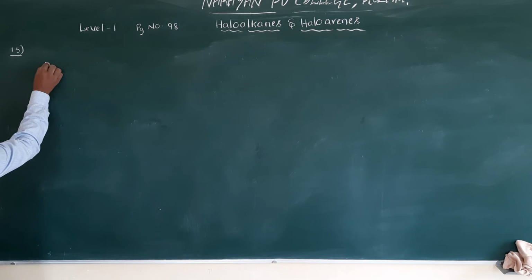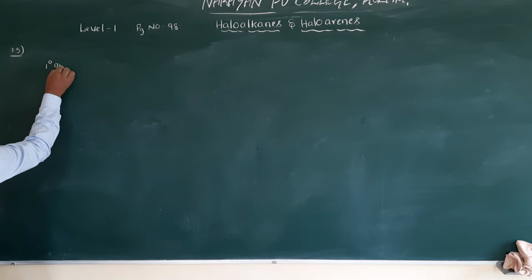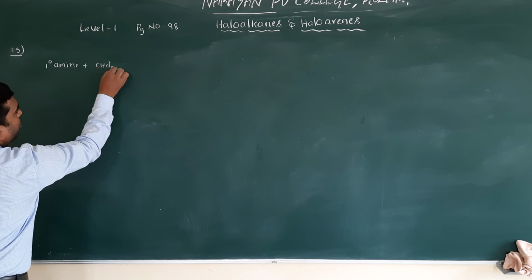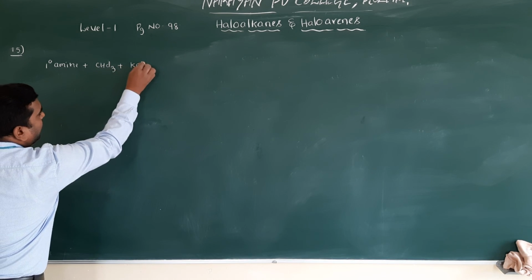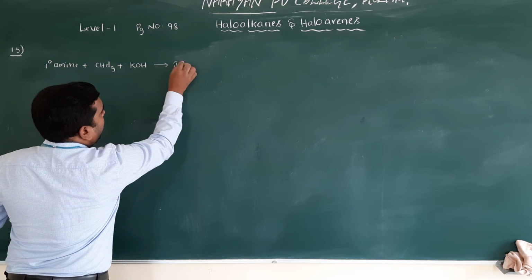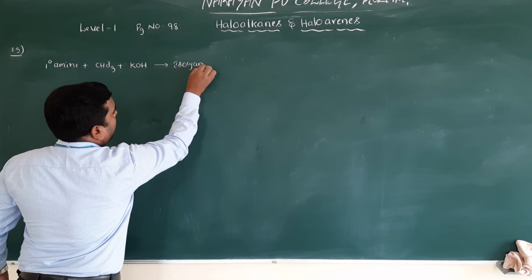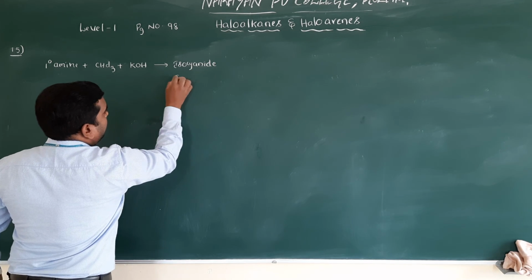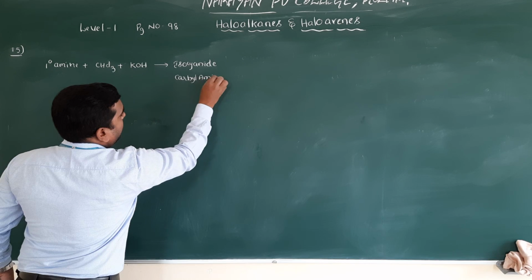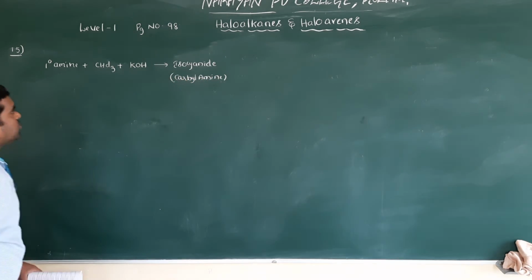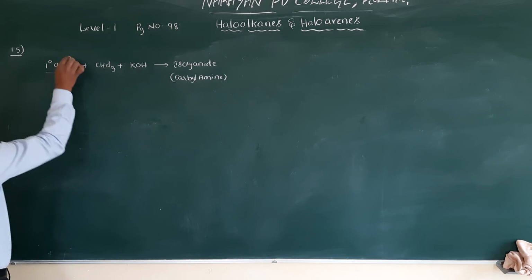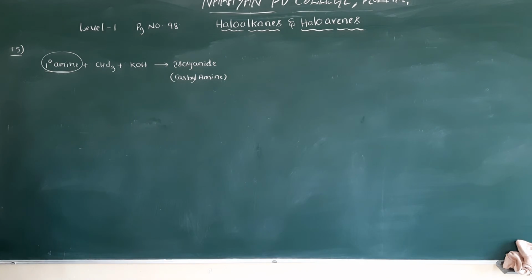I already mentioned very clearly, whenever a primary amine reacts with chloroform and alkali, what is the compound you will get? You will get the isocyanide, which can also be called a carbylamine. And what is reacting with the chloroform and KOH here? Primary amines. So this is the answer.